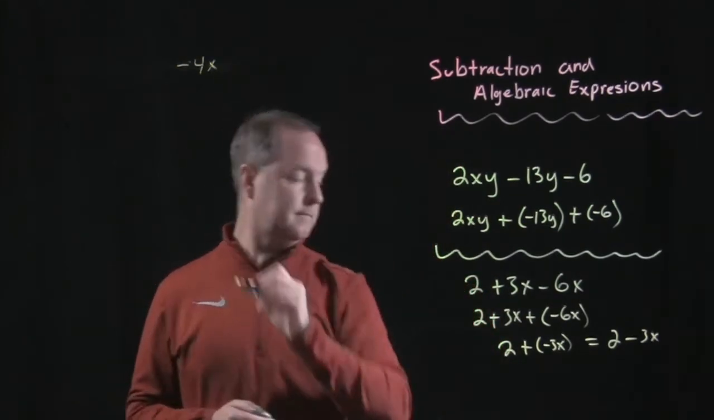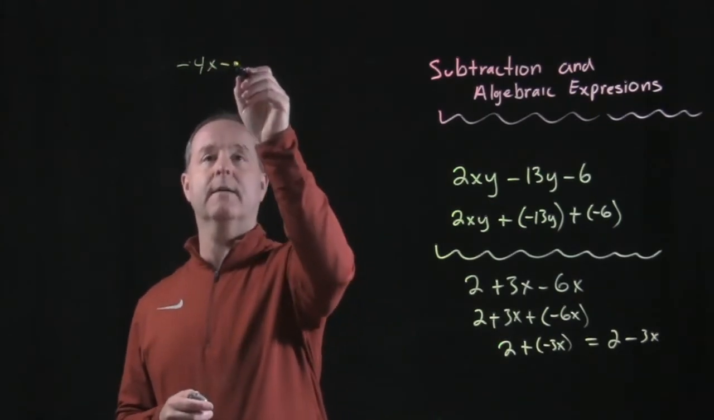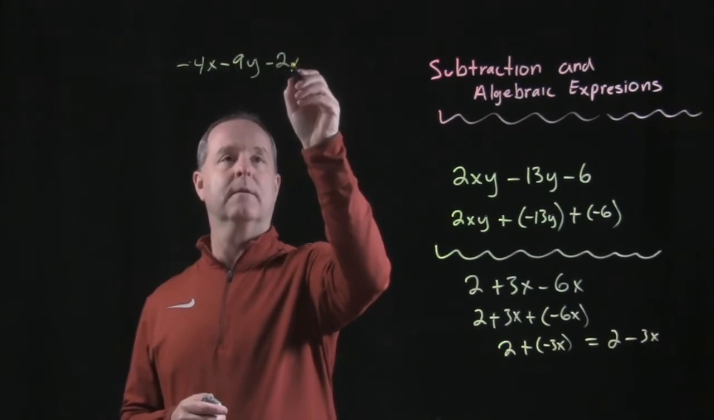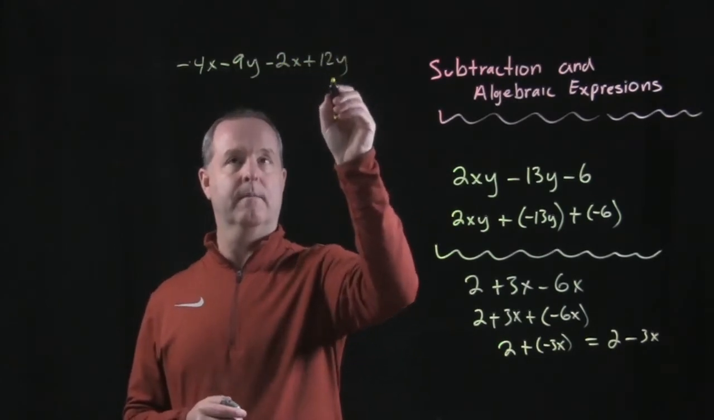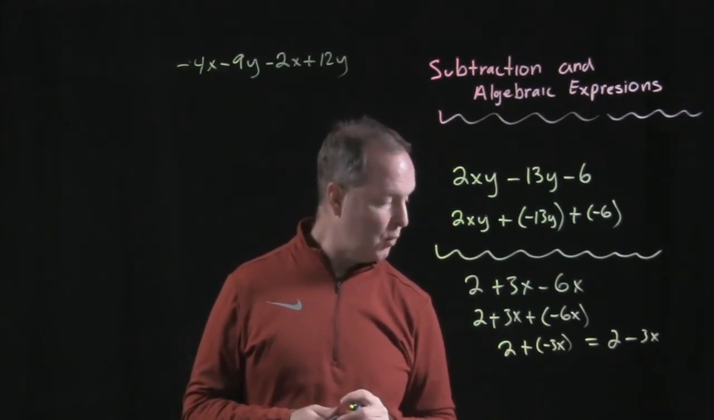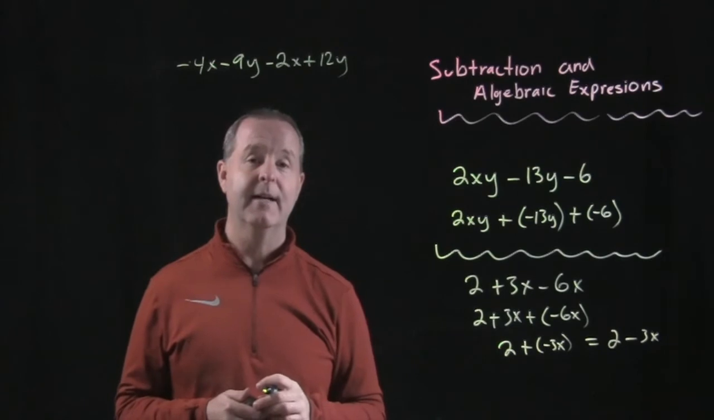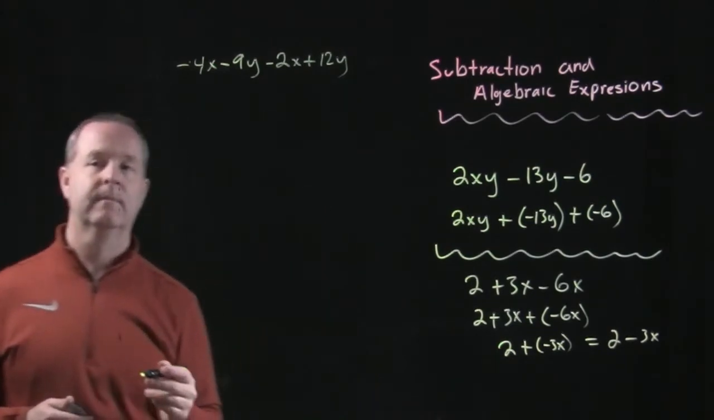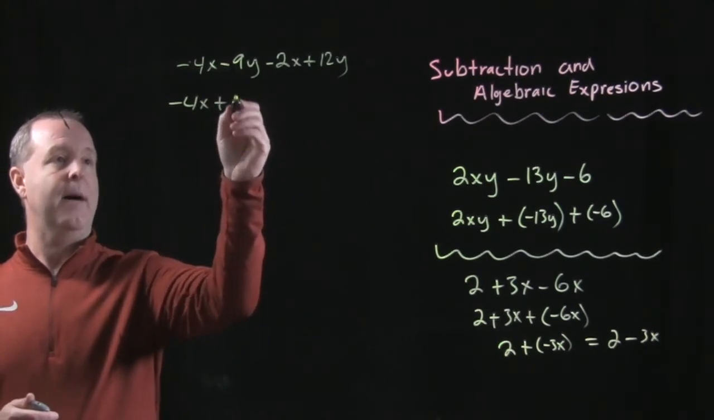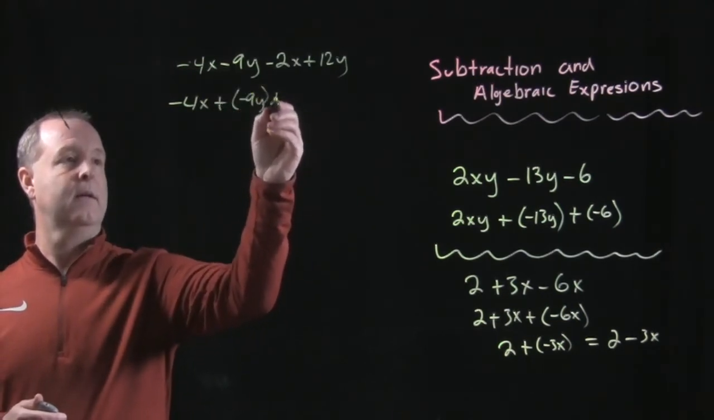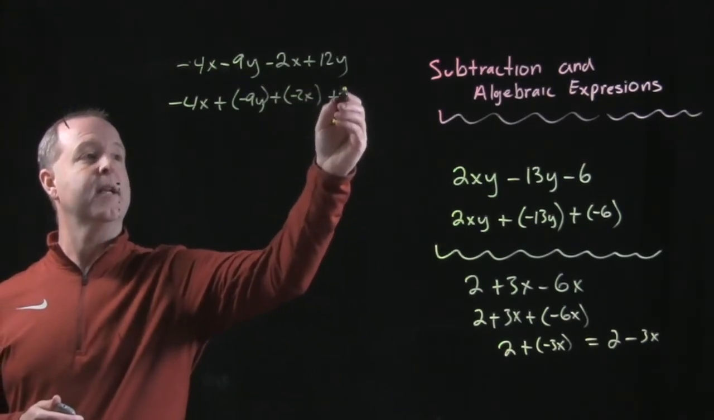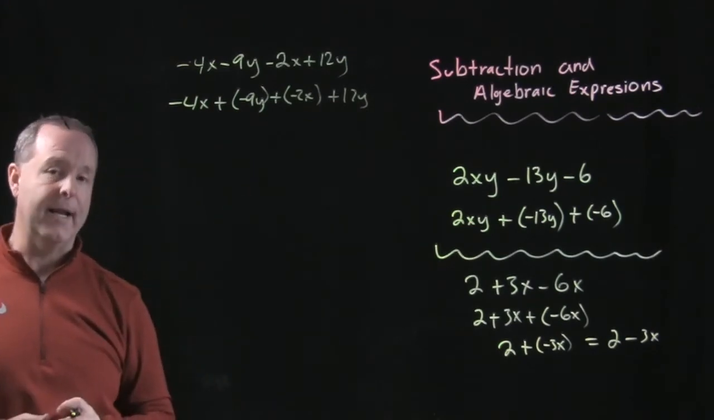Negative 4x minus 9y minus 2x plus 12y. What are you thinking we need to do with that? Yeah, I think you're right. Let's rewrite everything we can as an addition problem. So negative 4x plus the opposite of 9y plus the opposite of 2x plus, we don't need to change that one, that becomes a 12y.